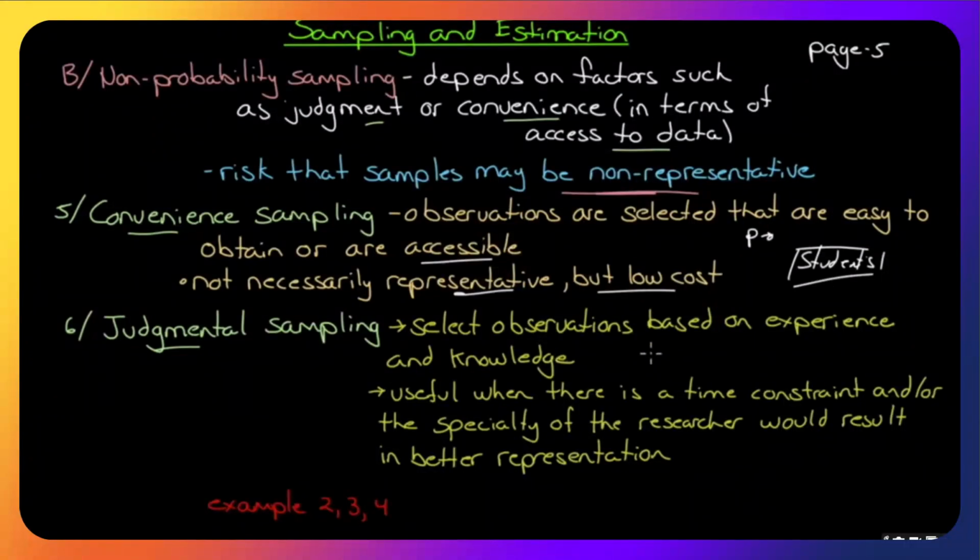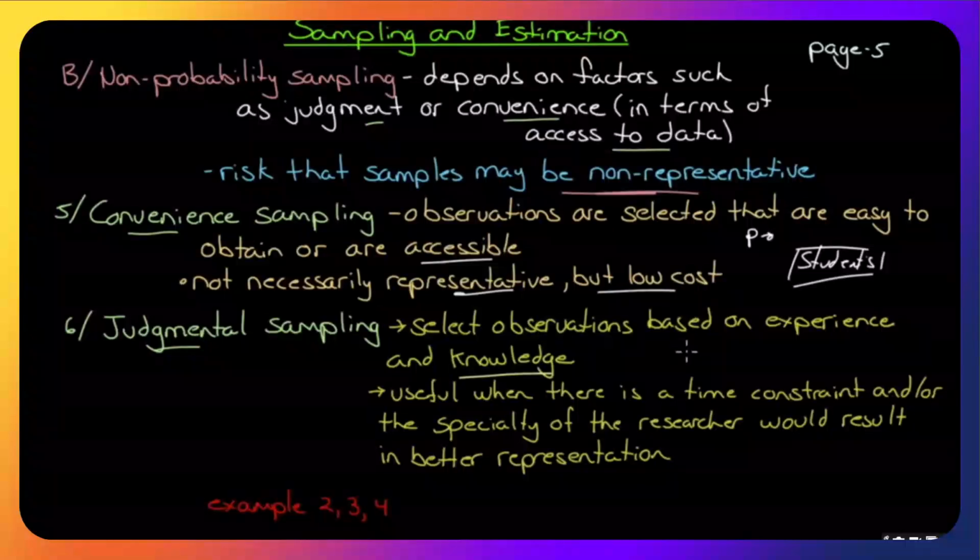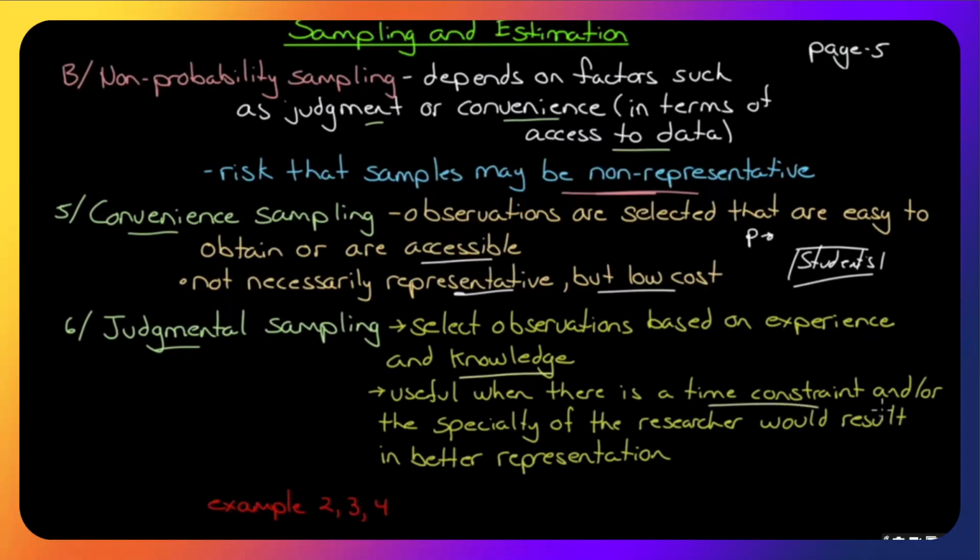Judgmental sampling, select observations based on experience and knowledge, and this has the potential to be better representative because we would think that the researcher probably has a better idea of what is representative. Useful when there is a time constraint and/or the specialty of the researcher would result in better representation. We can think of auditing in this particular case, where an auditor is not going to go through every single account, but has a fairly good idea that, look, if these accounts are okay, then everything else would seem to be okay. There is some experience and knowledge that would then help make better samples based on the goal that needs to be achieved.